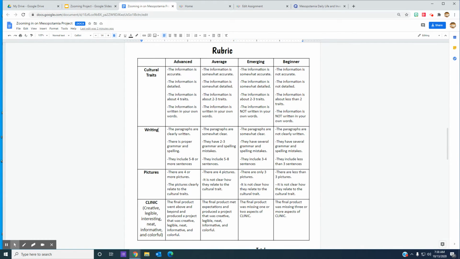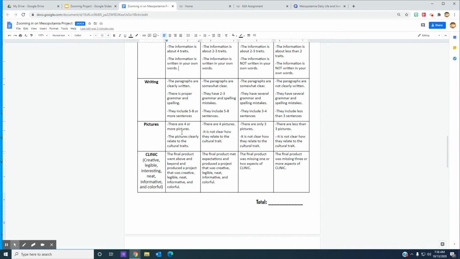And then your rubric. Let's take a look at how to get a 100%, how to be in the advanced column. First, when it comes to describing your 4 cultural traits, the information needs to be accurate, detailed, and about 4 traits, not 3 or 2 or 1. And the information needs to be written in your own words. For the Code of Hammurabi, we were copying and pasting, but for this project, I'd like you to take the information and put it in your own words.